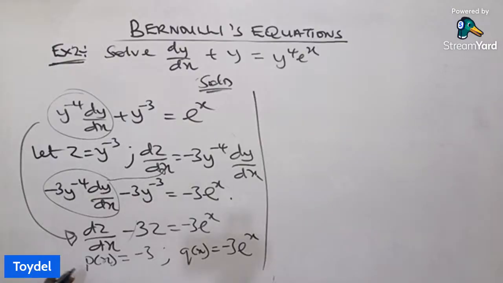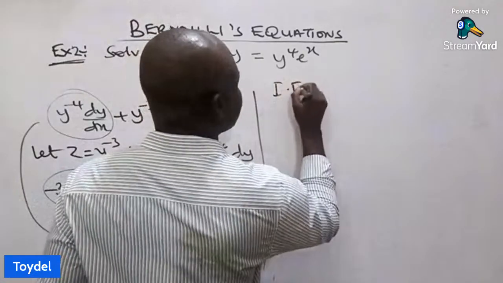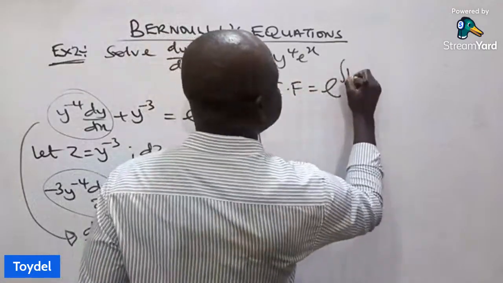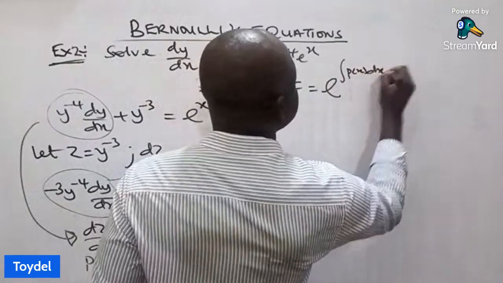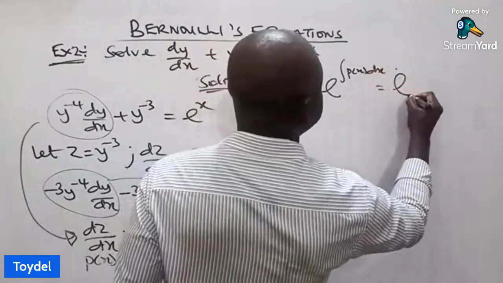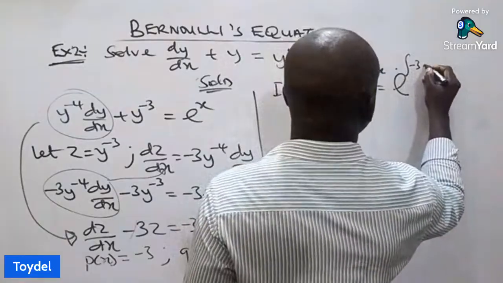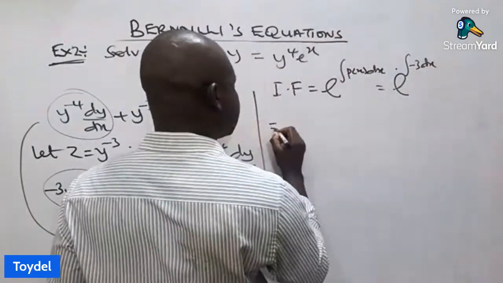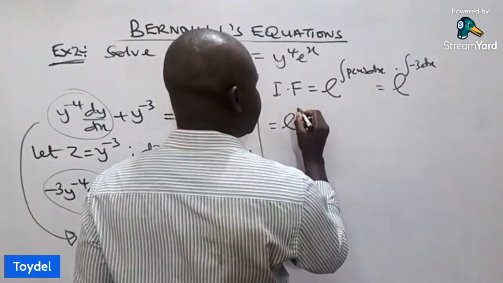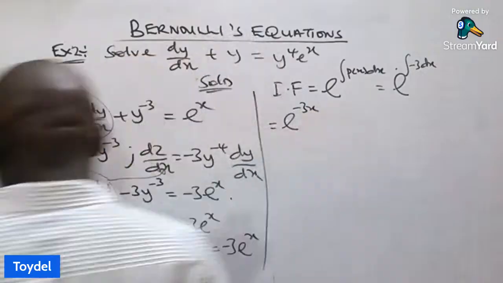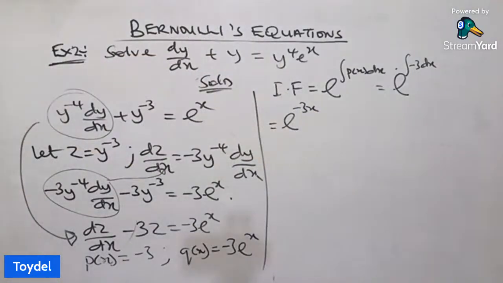So once you know p of x, you can go ahead and find the integrating factor. The integrating factor is exponential integral p of x dx. In this case, p of x is minus 3, so the integral of minus 3 dx. At the end of the day, we have exponential minus 3x. The integrating factor is exponential minus 3x.